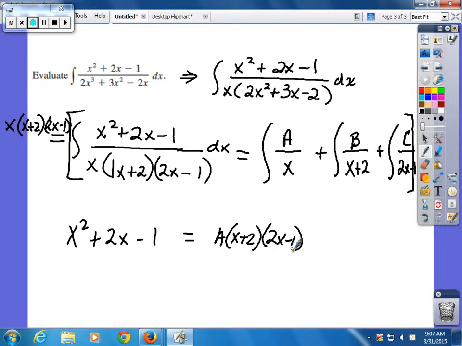What's missing here? X and what else? 2x minus 1. Plus C. And what's missing here? The x right here and the x plus 2.